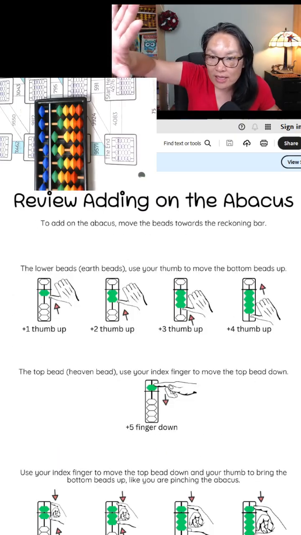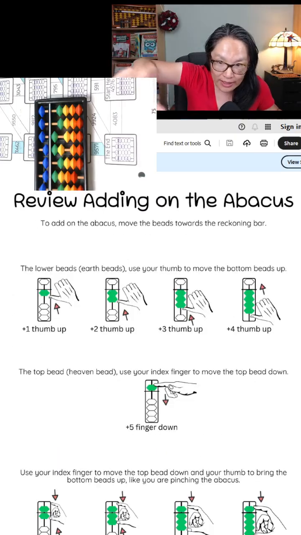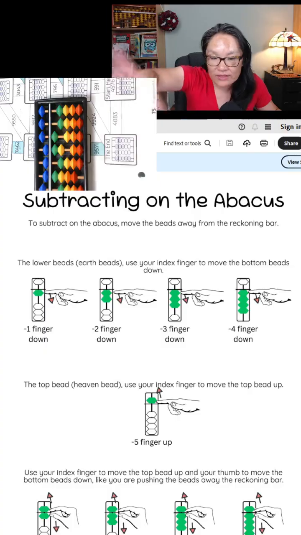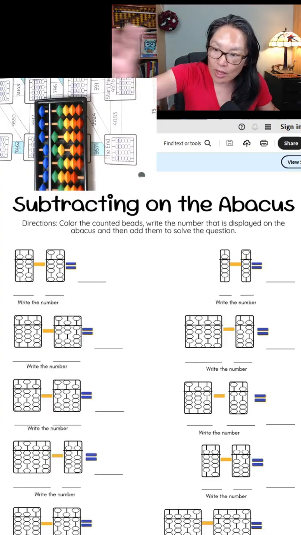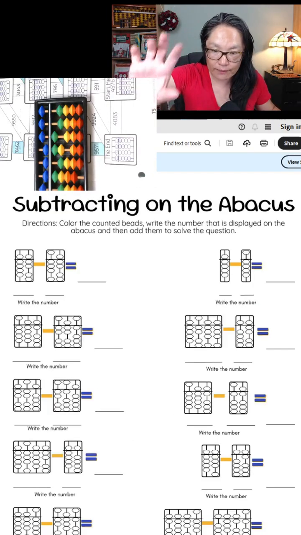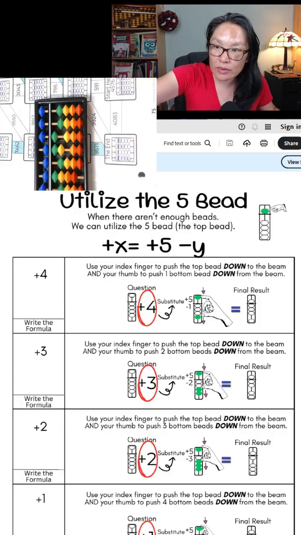So if you notice, I don't go too much into simple adding and subtracting. You already know how to do it. It's fine, right? So then we have subtraction, which is fine. This is, again, simple. Write the number, write the answer, color it in. That's what it is. And then here we talk about the 5 bead.